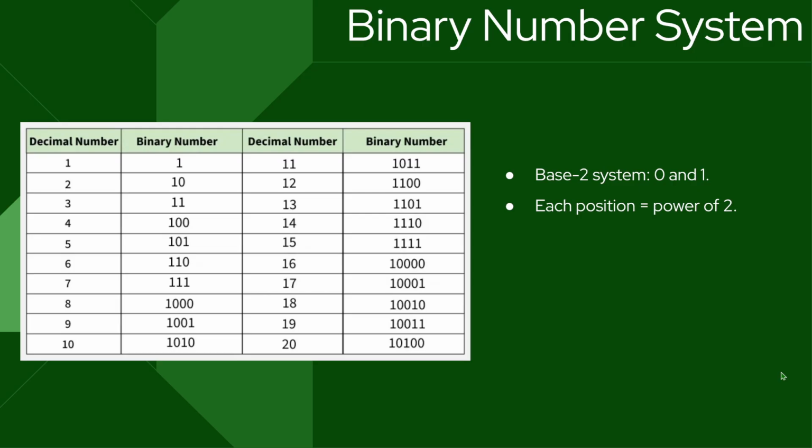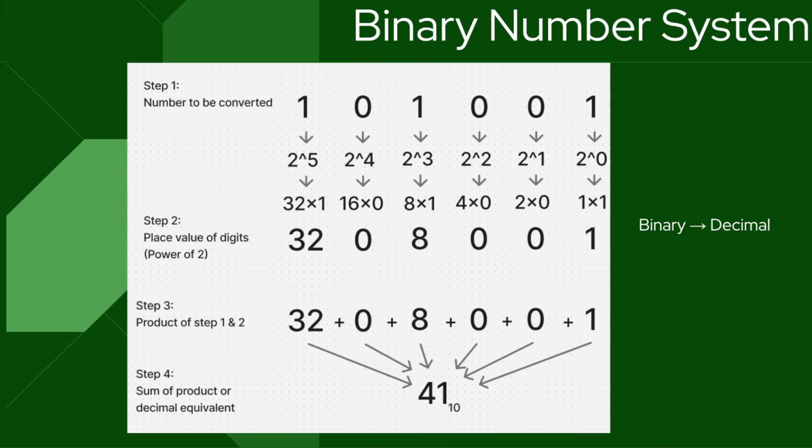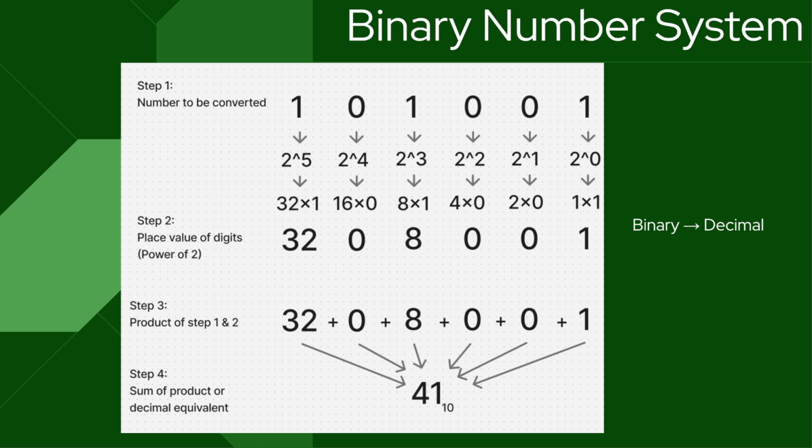Again, binary is perfect for electronics because transistors can easily represent these two states: on and off, current or no current. Let's look a little bit more into this. We're going to practice the relationship between binary and decimal systems. To convert binary to decimal, you multiply each bit by its corresponding power of 2 and add the results. To convert decimal to binary, you repeatedly divide by 2 and track the remainders.